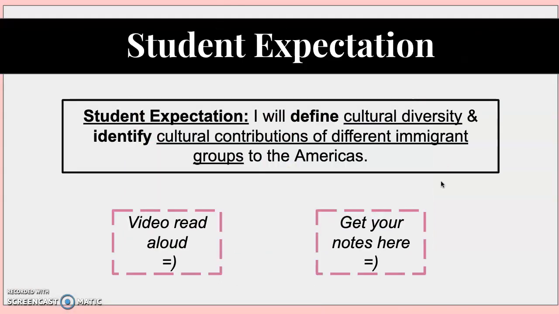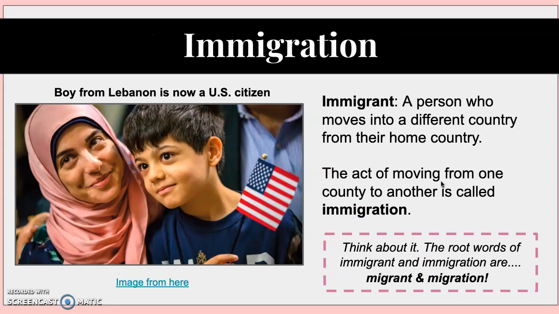Student expectation: I will define cultural diversity and identify cultural contributions of different immigrant groups to the Americas. Immigration. An immigrant is a person who moves into a different country from their home country. The act of moving from one country to another is called immigration. Think about it: the root words of immigrant and immigration are migrants and migration.